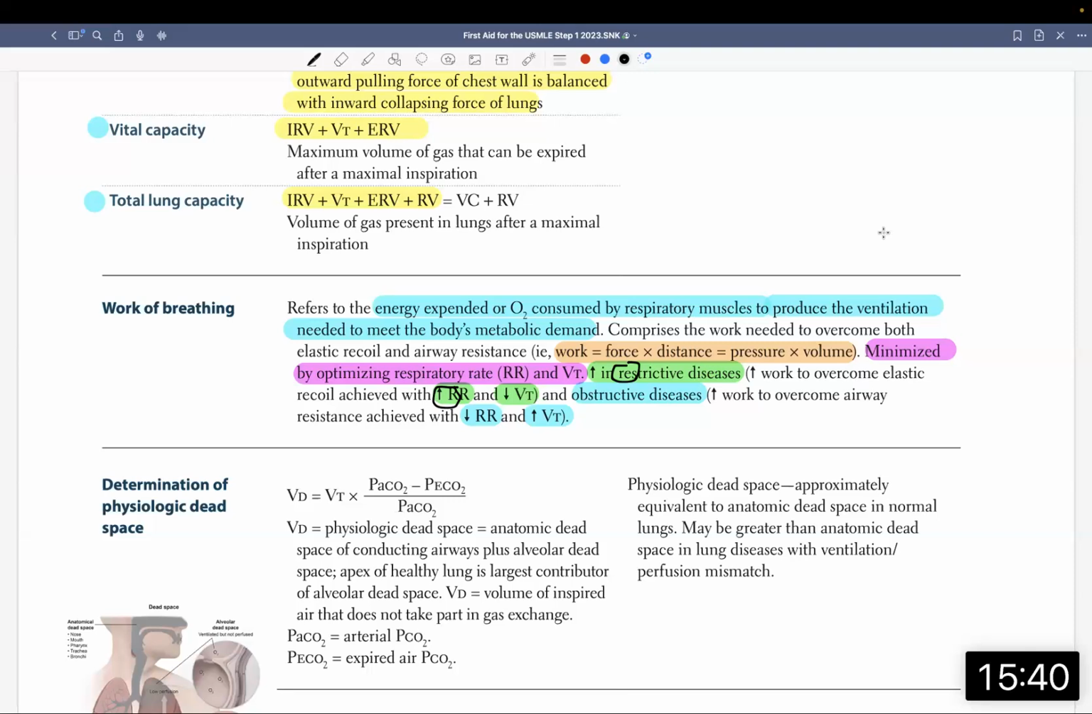Okay, and what is this? Work is equal to force into distance. Force into distance, which is equal to pressure into volume. Are these formulas important? No, I don't think so. I'm not seeing a question asking that. It's more for understanding. I don't think they'll ask directly.